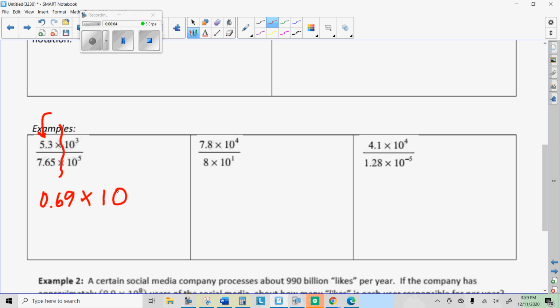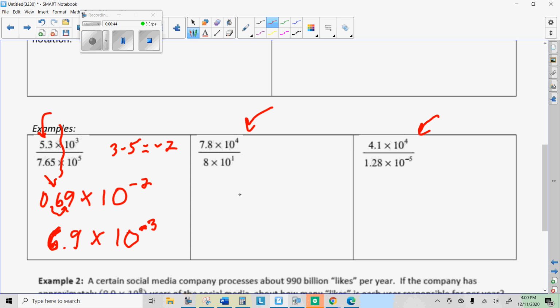Okay, now the power of 10 I get by subtracting 3 minus 5, which is negative 2. Now this number is not in scientific notation. This first number is too small. It needs to be greater than or equal to 1. So I'm going to move the decimal over one place. So now this is a little bit different. I just made that number bigger, which means I need to multiply by 10 one less time. So 1 less than negative 2 is negative 3. All right. So go ahead, you try these two, see how you do, and you can check back and see if you got the right answer.